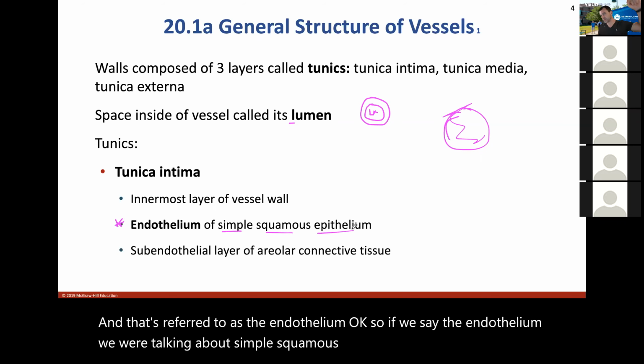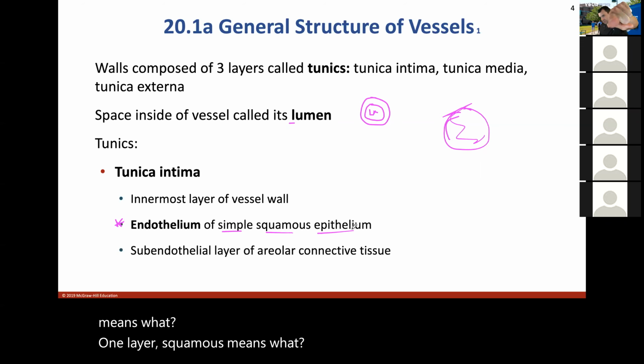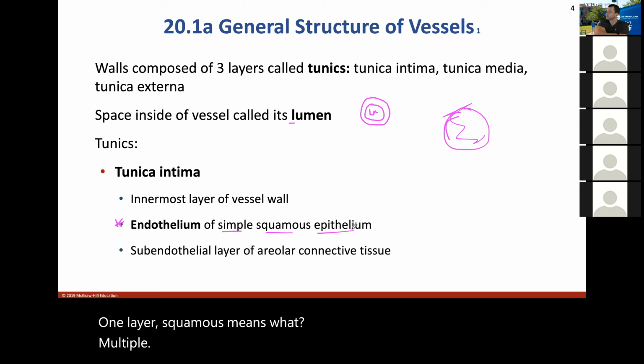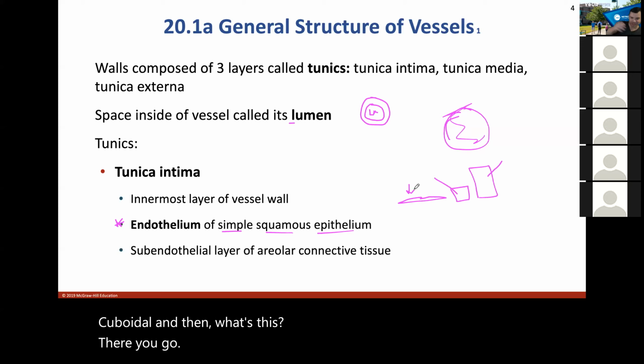Simple means what? One layer. Squamous means what? Flat, shaped. What's this? Columnar. What's this? Cuboidal. And then what's this? Squamous. There you go. Squamous, flat shaped.